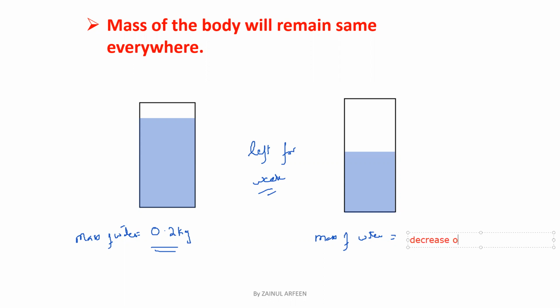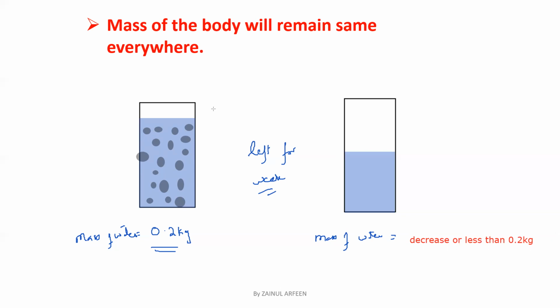Or it will be less than 0.2 kg. But why will it decrease, or why is it less than 0.2 kg? Because the amount of the matter will change. This example was a liquid.